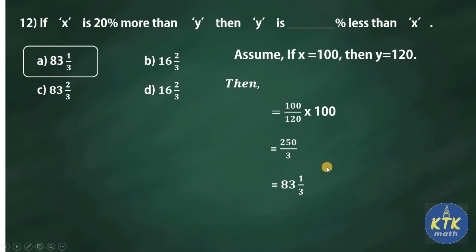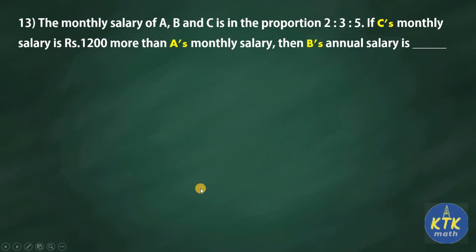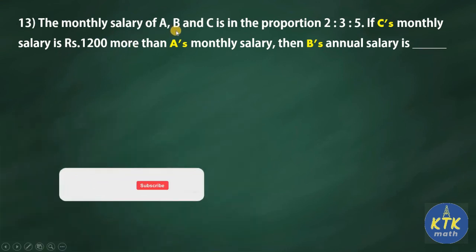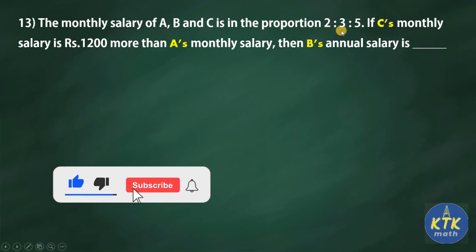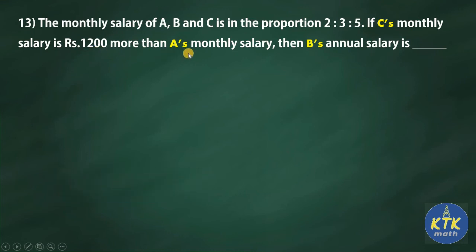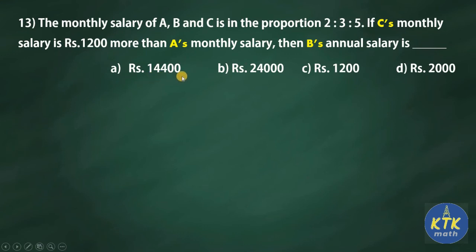We'll move on to the 13th one now. Question number 13. The monthly salaries of A, B, C are in the proportion 2:3:5. If C's monthly salary is 1200 more than A's monthly salary, then B's annual salary is. So monthly salary is not given. The only clue they gave is that C's monthly salary is 1200 more than A's. Using this, we are going to find B's annual salary. The options are 14,400, 24,000, 1,200 and 2,000.